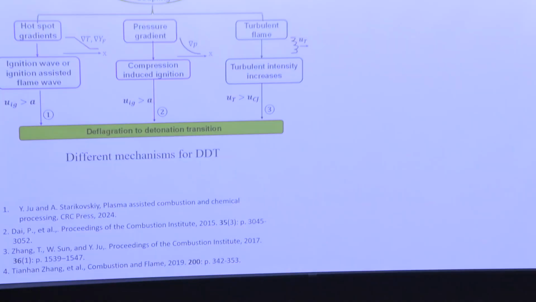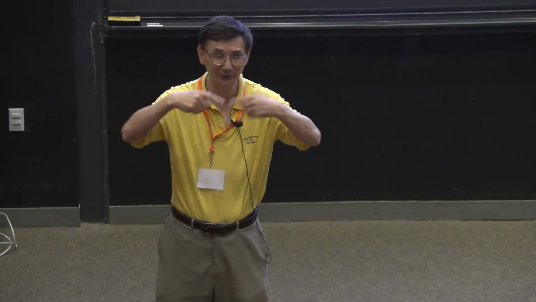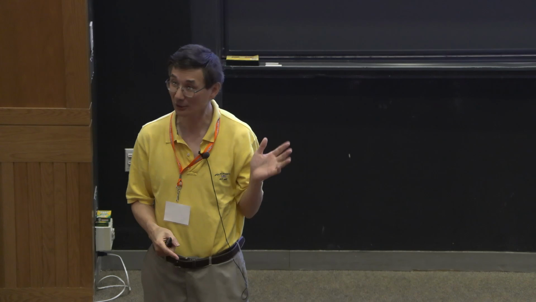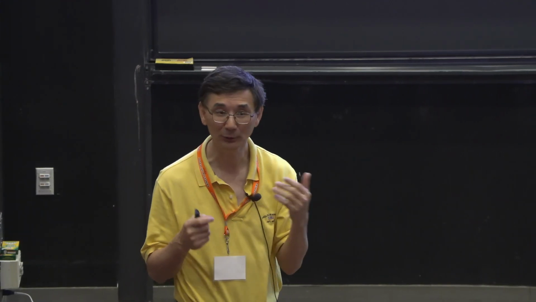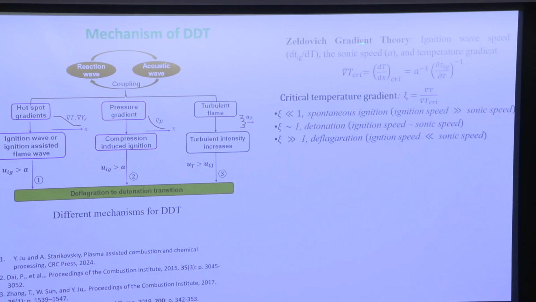And there is another theory that people call gradient. Remember, when people do DDT, they always need to put a barrier, put a spiral inside the tube. So they say, okay, we generate turbulence. Yes, it generates turbulence to enhance flame speed, which is true. But more importantly, it generates friction. That heat release will couple with pressure. That pressure gradient helps you to develop DDT. So there are a lot of papers on this, and let's look at that Zeldovich gradient theory.